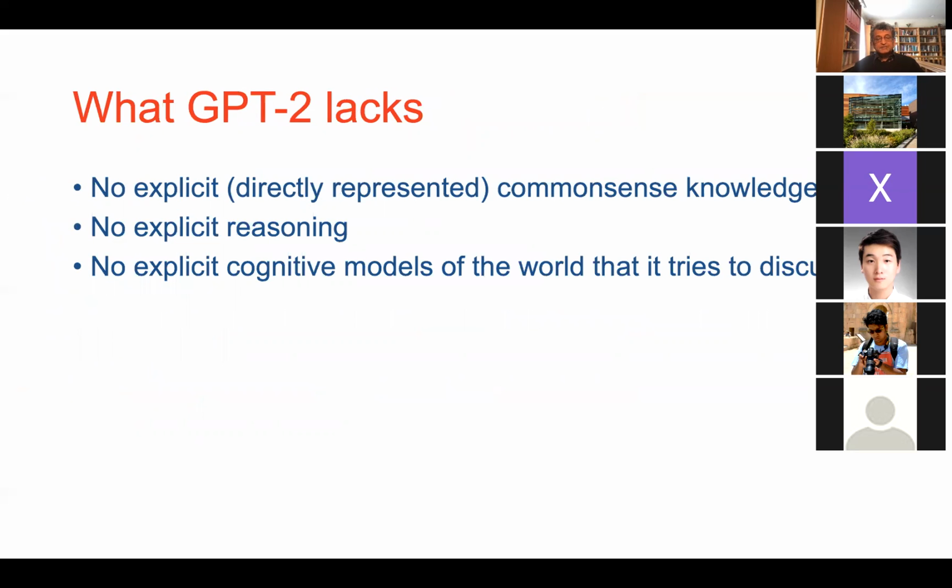And what GPT-2 lacks, GPT-2 is one of the most sophisticated deep neural network models that exist, is any explicit, directly represented common sense knowledge, such as when you leave clothes at the dry cleaners and haven't picked them up, the clothes will remain there. There is no explicit reasoning and no explicit cognitive models of the world. So that's what GPT-2 lacks.